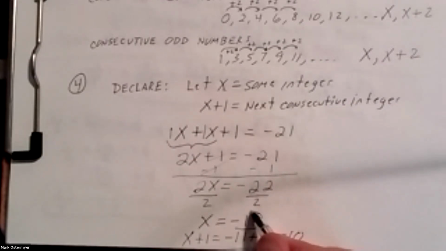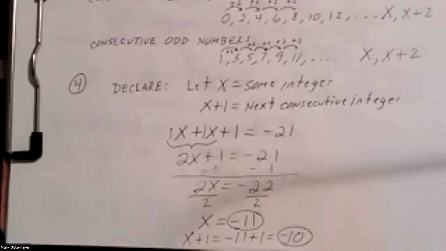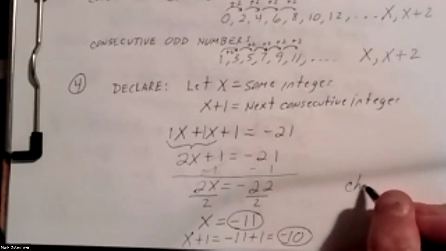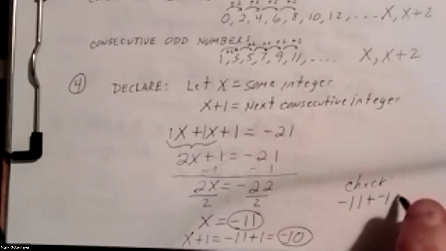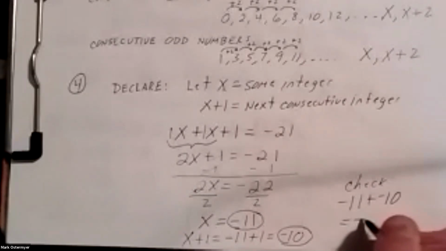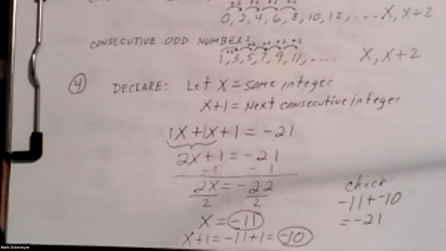We have our answers. The negative 11 and negative 10 are the two consecutive integers that add up to what? What must they sum up to? What did they tell us? Negative 21. And these add up to negative 21, notice. So these were the two consecutive integers they wanted us to find, negative 11 and negative 10.